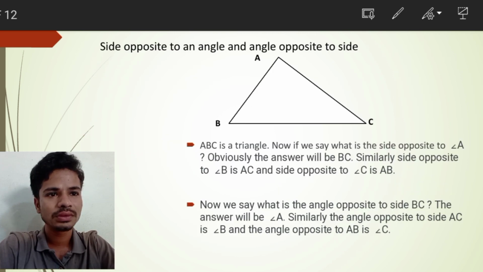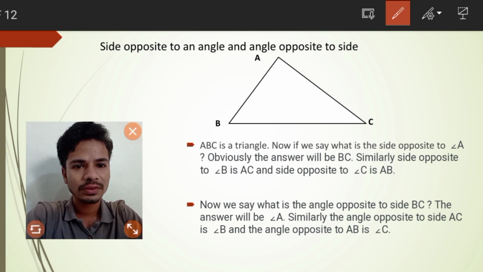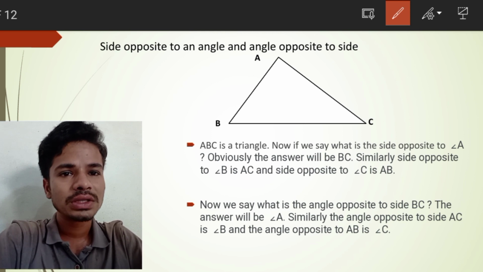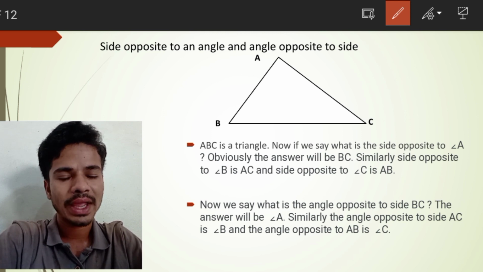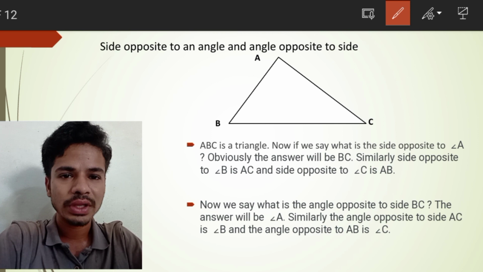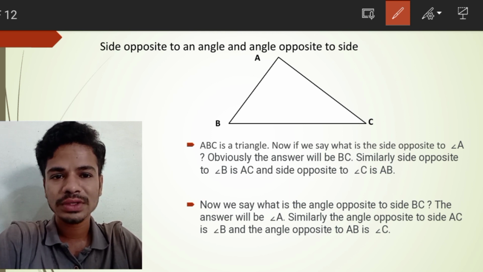Okay, here's the next slide. We know about sides opposite to an angle and angles opposite to sides. A triangle always has six parts: three angles and three sides. If we mention an angle, then there is always a side opposite to that angle, and also if we mention a side, then there is always an angle opposite to that side.